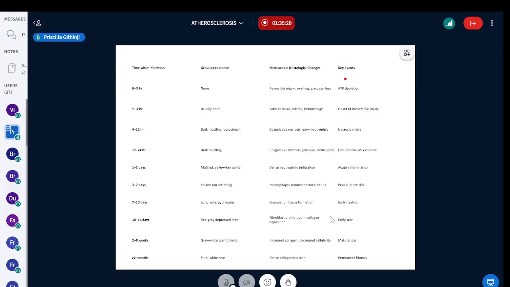I know you guys take screenshots, but this is just a table to summarize the time of infarction and how the gross appearance of the heart is going to be like, what the microscopic changes are that you would expect if you take a section of that part of the heart, and what the key events are that govern the presentation. So this is just a summary.